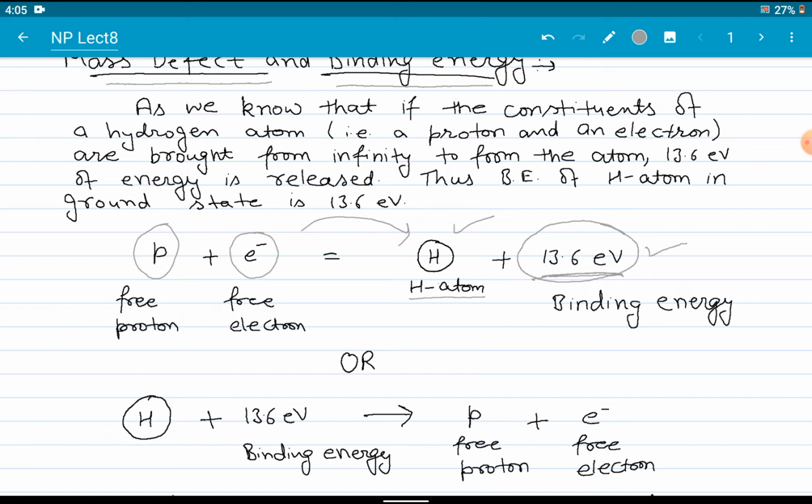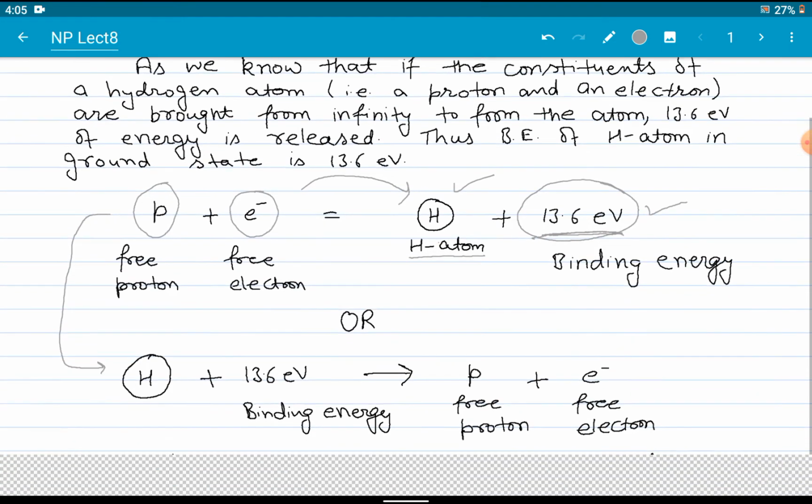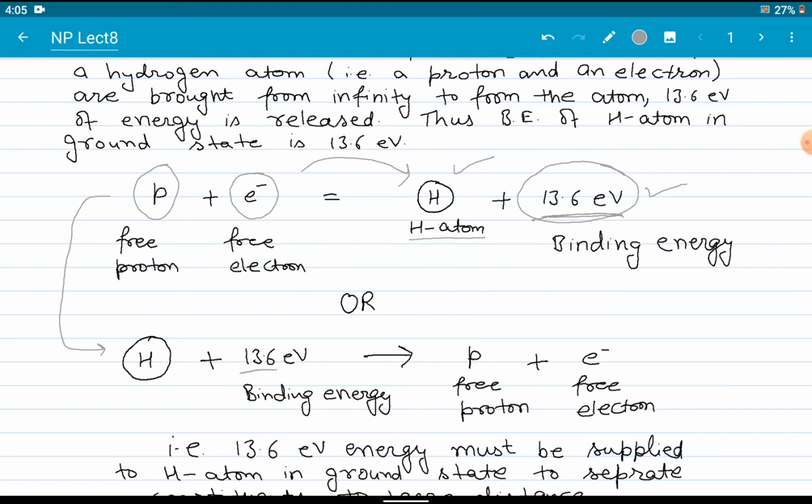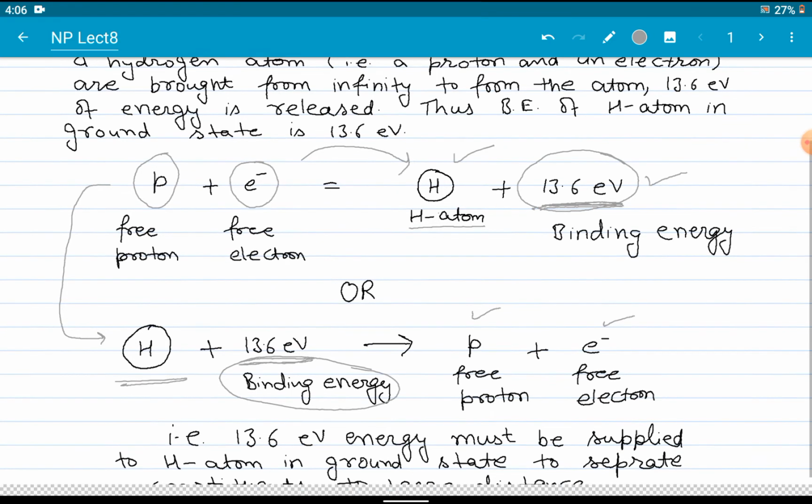Okay, what is the reverse process? The reverse process is that if you provide an energy equal to 13.6 electron volts to the hydrogen atom, then the constituents of the hydrogen atom, the proton and electron, are separated to large distances and we can say that they become free. So this amount, 13.6 electron volts of energy, is called the binding energy of the hydrogen atom.